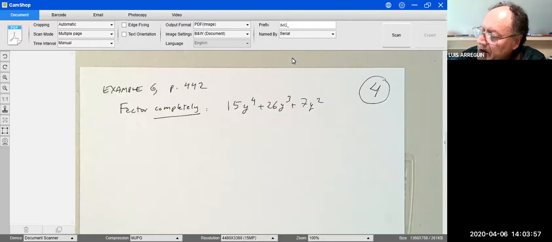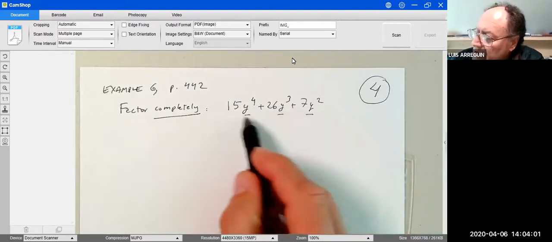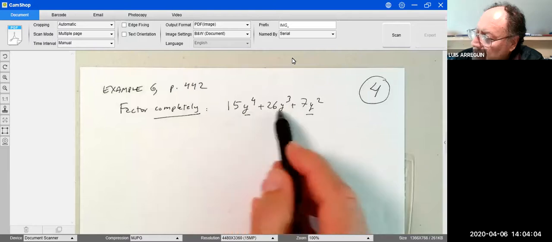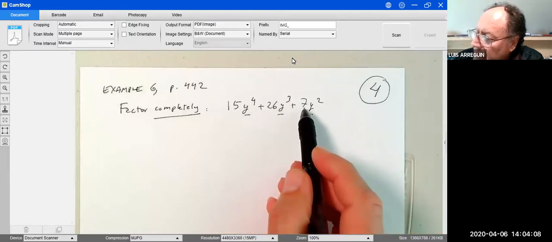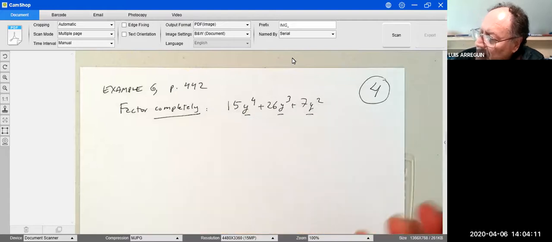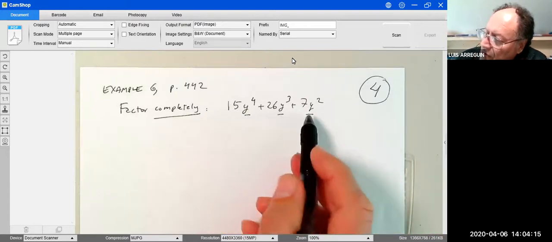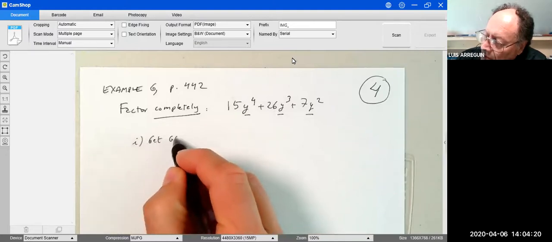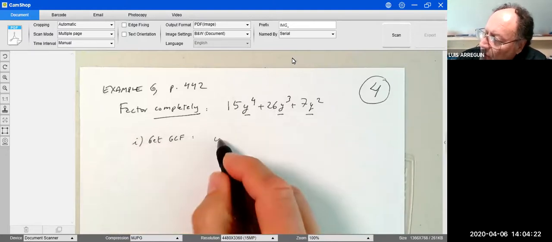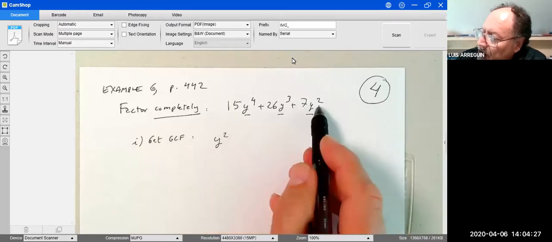So you can see here that y appears in the three terms. So there is no greatest common factor for the coefficients because you don't have a number that divides evenly 7, 26, and 15. Just 1 is the one. But in the case of the variables, the greatest common factor is going to be y squared, because y appears in all terms and you use just the exponent that is the lowest one.